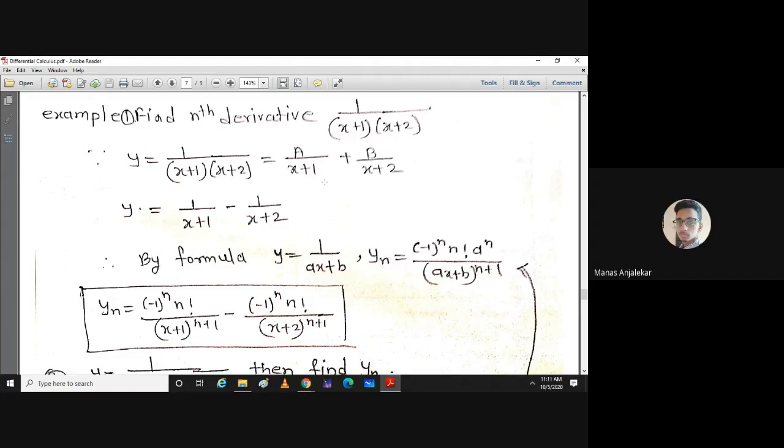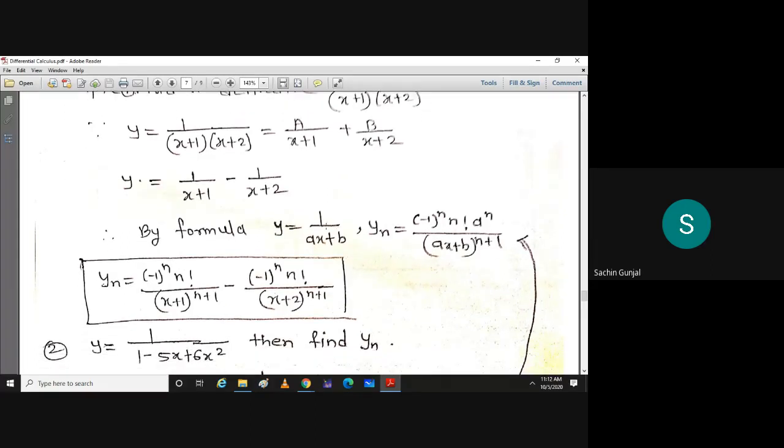A into x plus 2 plus b into x plus 1 is equal to 1, which is the numerator of that function. So substitute x is equal to minus 1, you will get b, and substitute x is equal to minus 2, you will get a, or vice versa. That is easy. So a is 1 and b is minus 1: 1 upon x plus 1 minus 1 upon x plus 2.